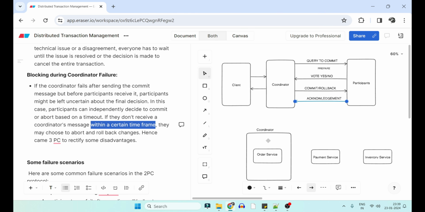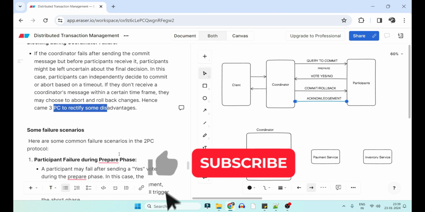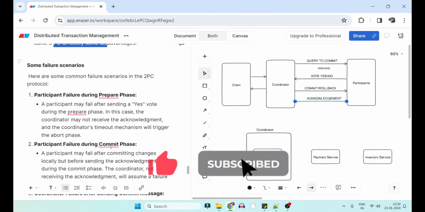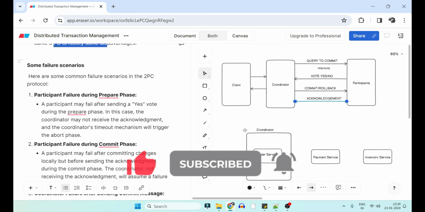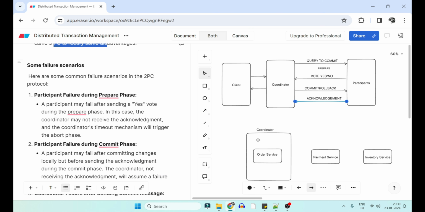Hence, these particular issues are many a time resolved by 3PC also. In the next video, we'll be seeing some 3PC scenarios. But there are some failure scenarios for 2PC. What are those? The failure scenario includes a participant failing during the prepare phase.